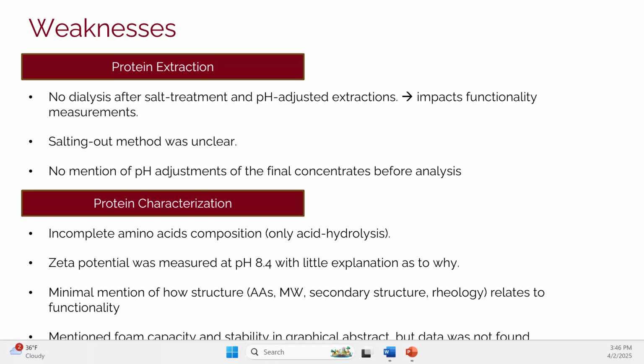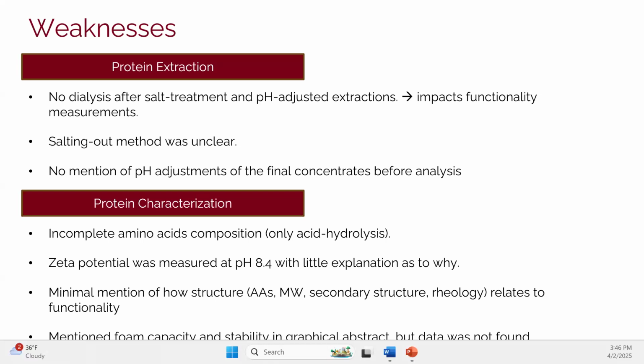Zeta potential looked really great, but it was measured at pH 8.4 instead of neutral, and they didn't really explain why, which is not the case for food application. A lot of the things happen at neutral pH. And then they very briefly mention how amino acid composition, molecular weight, secondary structure, and rheology relate to functionality.